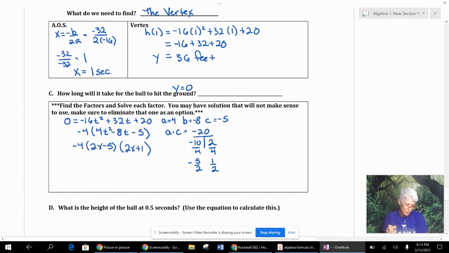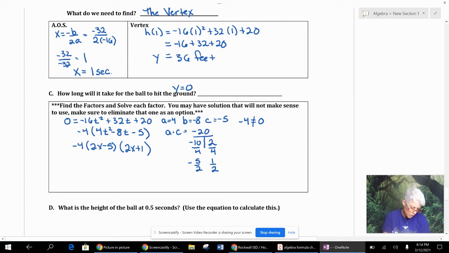Okay, now, still not there. I have to find my solutions, I need to set these to 0, because when y is 0, x is our solution, or where it's going to cross over the x-axis. So first off, I have a -4. Well, it can't be -4 because -4 cannot equal 0. So that's out right off.